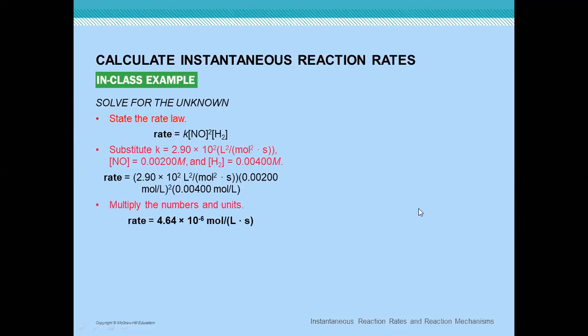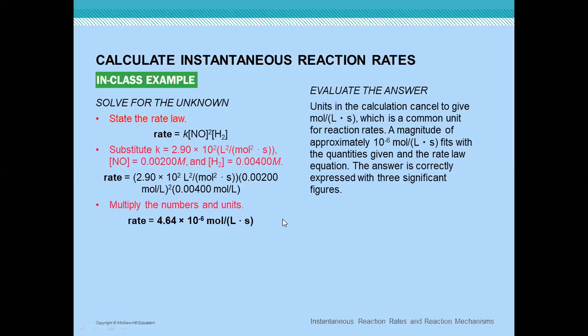What will it be? Multiply the numbers and units. The rate will be equal to 4.64 times 10 to the power negative 6 mole per liter times second. So the units in the calculation cancel to give mole per liter times second, which is a common unit for reaction rate. A magnitude of approximately 10 to the power negative 6 mole per liter times second fits with the quantities given and the rate law equation. The answer is correctly expressed with 3 significant figures.